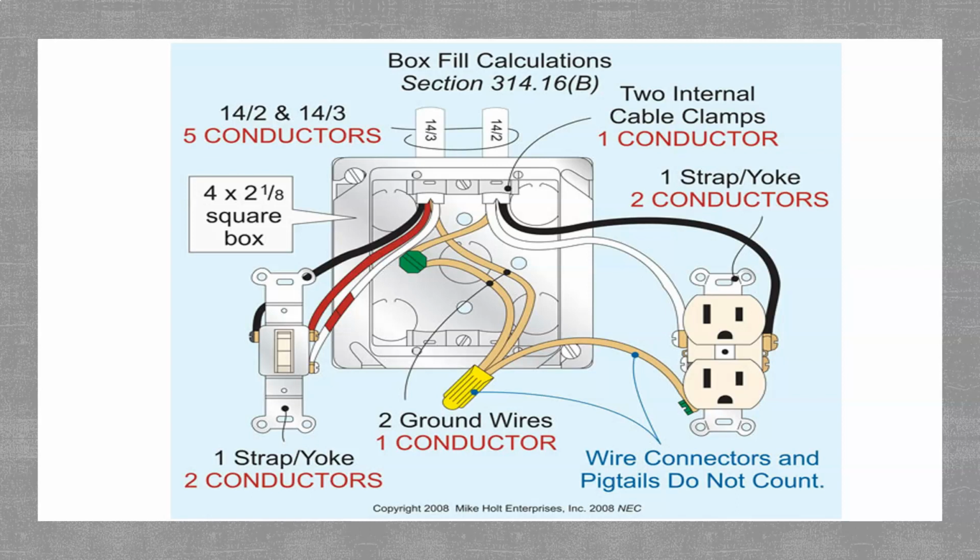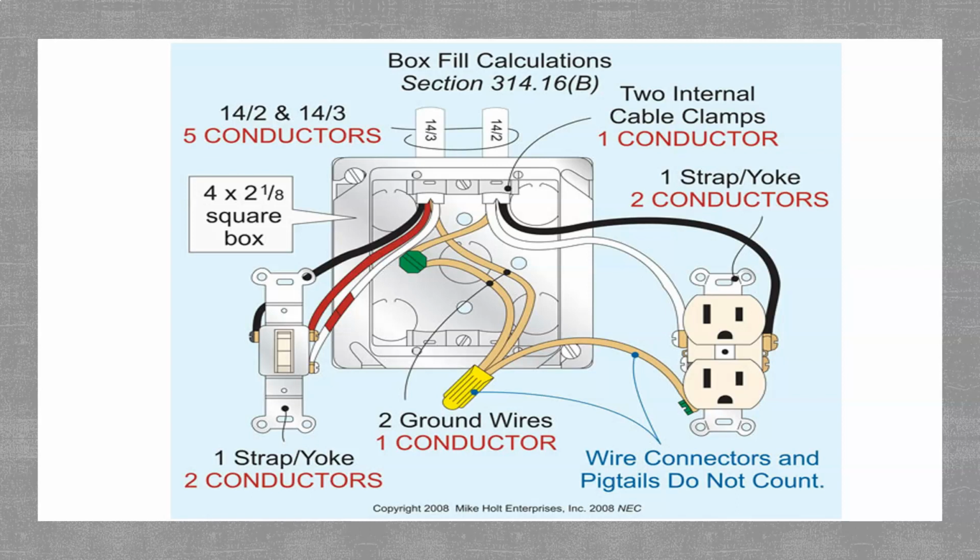Next, towards the bottom of this diagram, we have 2 ground wires. Once again, regardless of how many equipment grounding conductors we have, we're going to count all of them one time based on the largest equipment grounding conductor present. So this equals 1 conductor or 1 allowance.